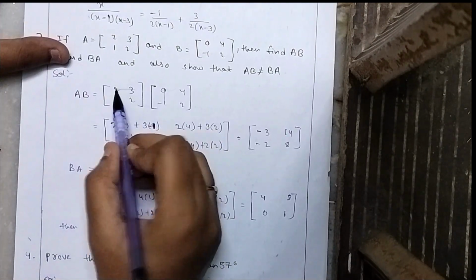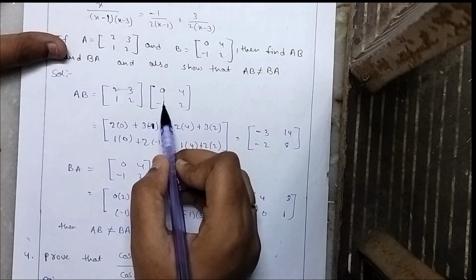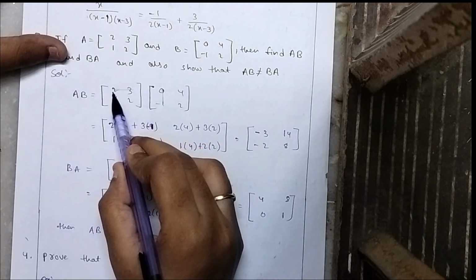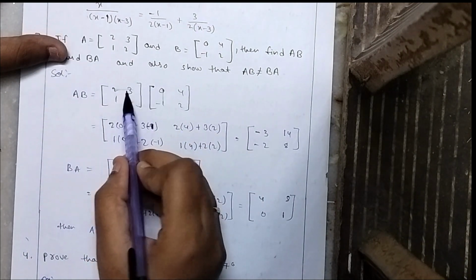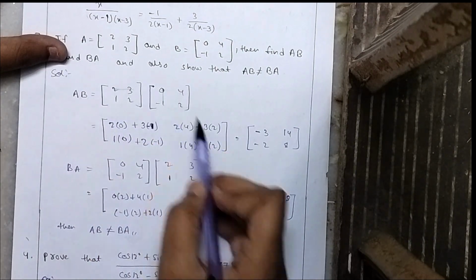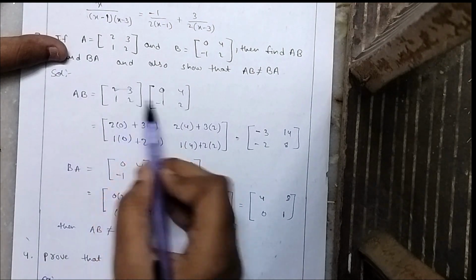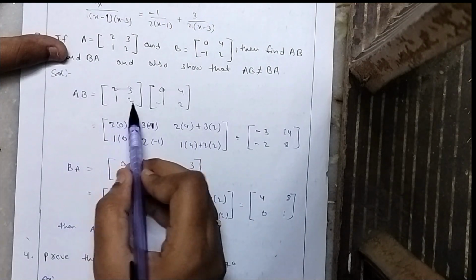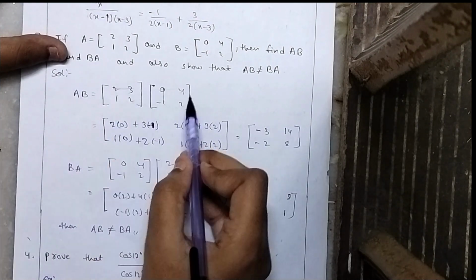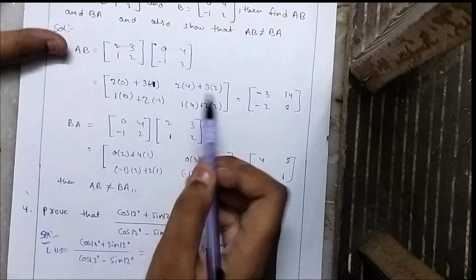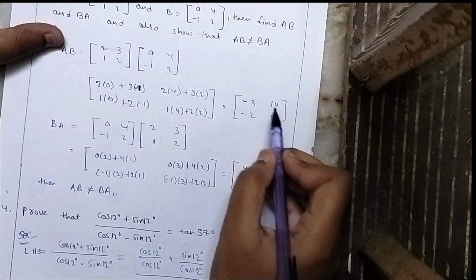So 2 into 0 plus 3 into -1, and next 2 into 4 plus 3 into 2, first row, second column. And here second row, first column, 1 into 0 plus 2 into -1. Next second row, second column, 1 into 4 plus 2 into 2. So here are the values: -3, -2, 14 and 8.